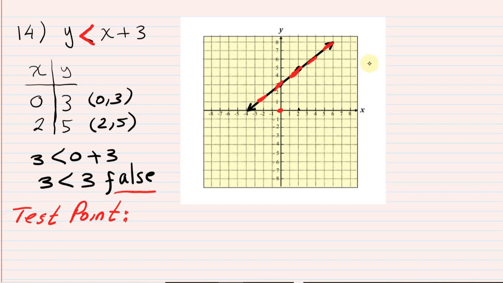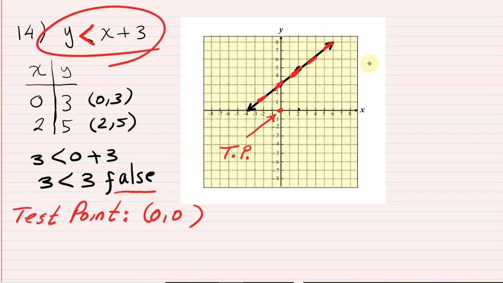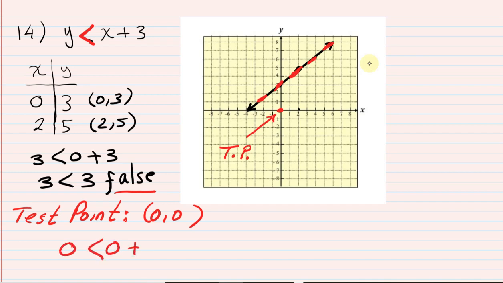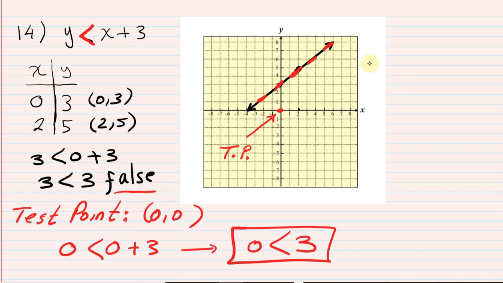This is my test point. Call that TP, test point. So I'm going to go 0, 0. Now what we're going to do is plug in 0 for x, 0 for y in the original inequality. So this is going to make it 0 less than 0 plus 3. Left side 0, the right 0 plus 3 is 3, and then we test the truth or fallacy of this statement. Is 0 less than 3? Yes, it is. So this is true.